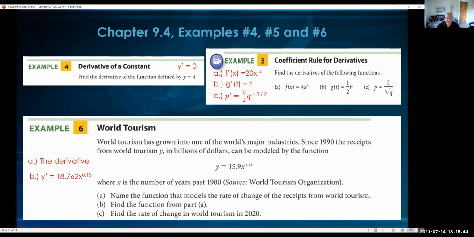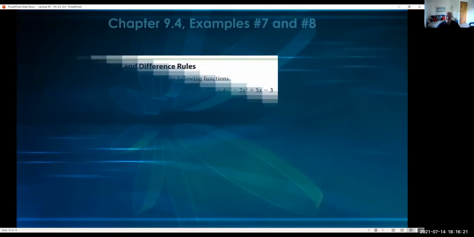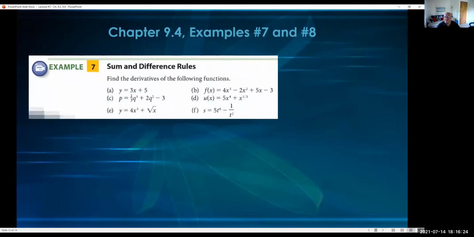Okay, last, find the rate of change in world tourism for the year 2020. How would I do that? Well, the year 2020, in this case, is the number 40 because it's the number of years since 1980. So now take that derivative you just found and put 40 in there. When you put 40 in there, you're going to need a calculator because of that funny exponent. You get that as your answer. That's the idea of how to use those little shortcuts about the power rule, the constant rule, and so on to answer questions in a real world situation like that.